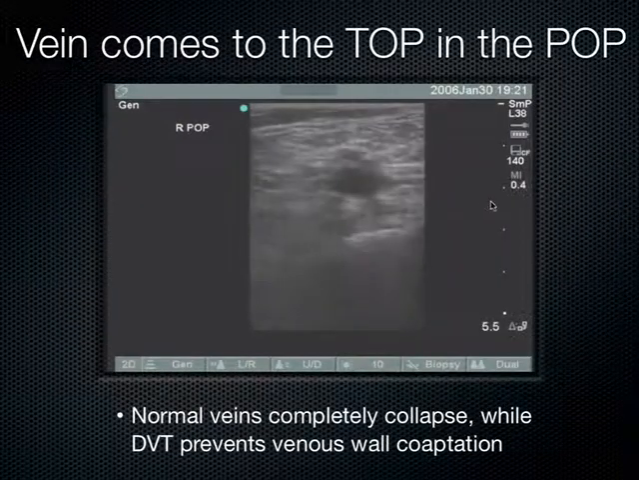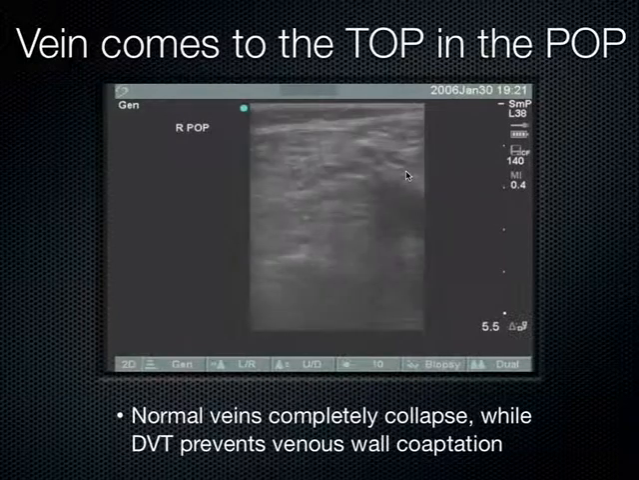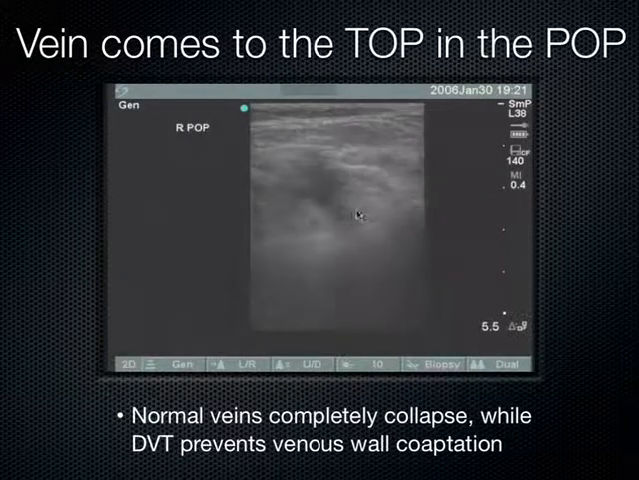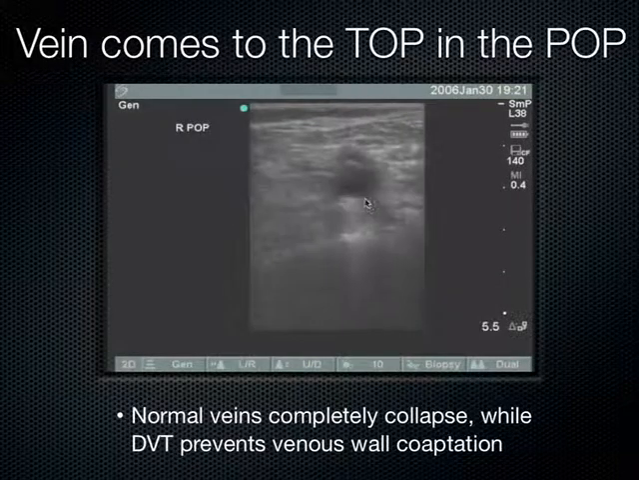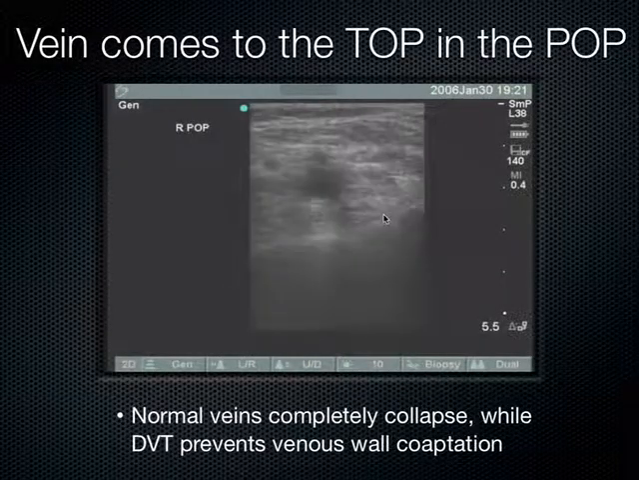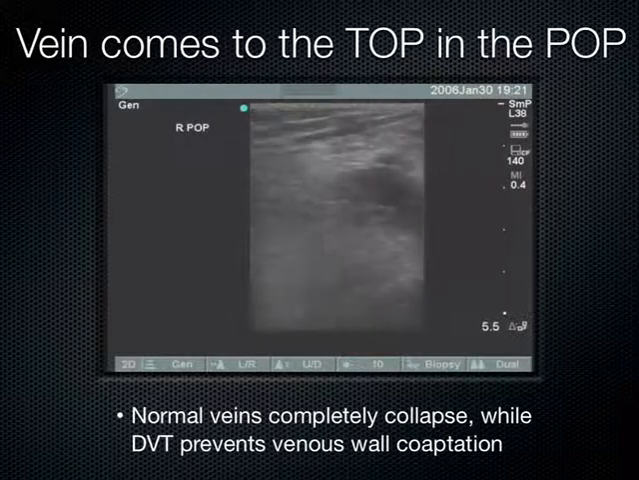Here we are in the popliteal fossa now. Remember, the vein comes to the top in the pop. We see it nicely compressible. This is the artery down here. It stays open. Try to track this artery here. It's a lot of movement, but that's the idea. The veins compress, the artery stays open.